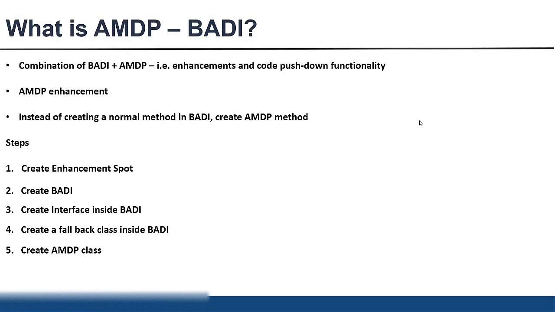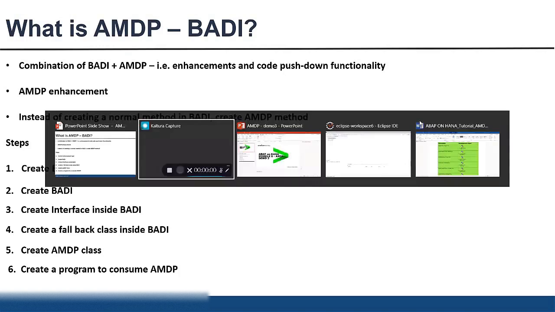Then you will be creating AMDP and you will be calling this BADI method inside that AMDP. And the last step is you will be creating a program to consume this AMDP. So now you are going to learn how to follow these 6 steps and how to create AMDP BADI.